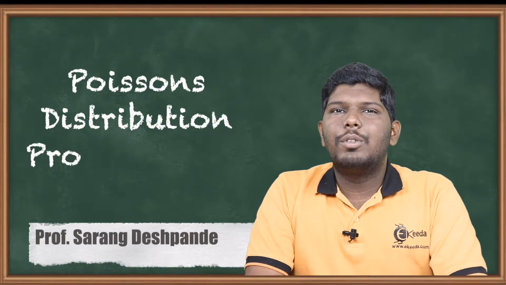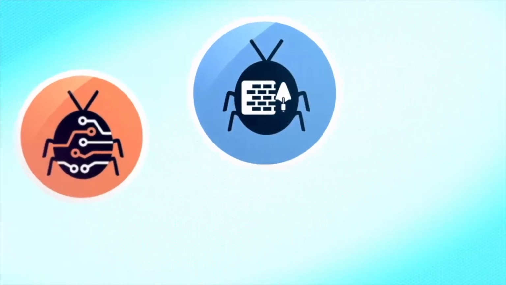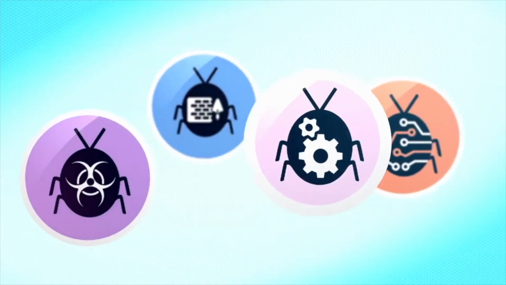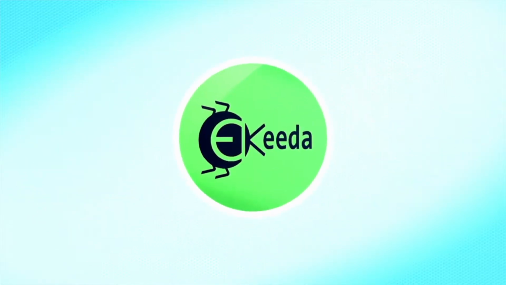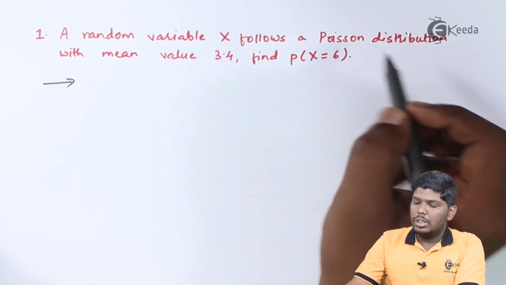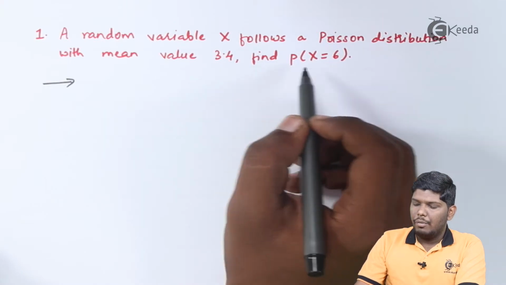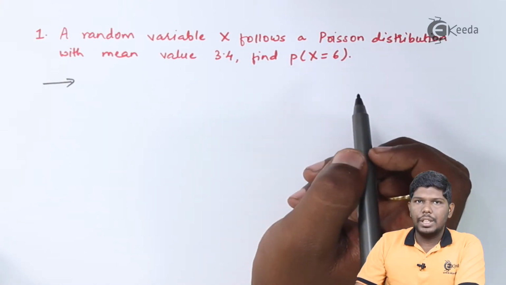Hello friends, in this video we are going to see problem based on Poisson's distribution. Let us start with problem number 1. A random variable x follows a Poisson's distribution with mean value 3.4. Find probability of x is equal to 6.